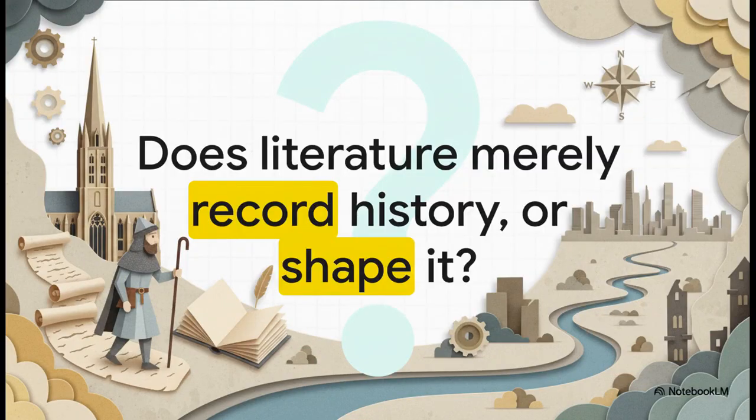As we wrap up this explainer, I want to leave you with a provocative thought to ponder during your final revisions. When you look back at this incredible timeline, from Chaucer's Pilgrims to Eliot's Modern Wasteland, does English literature merely record the history of our society, or does it actively shape the way we understand and live in the world today? Keep that critical mindset as you review your texts.